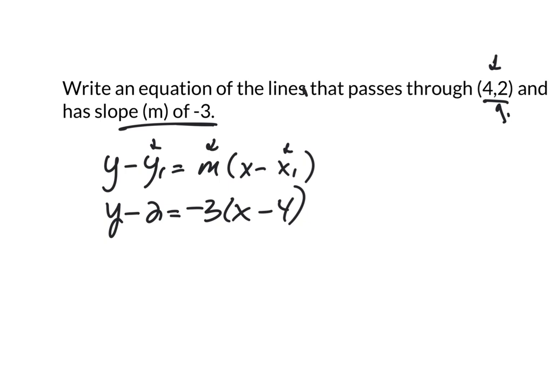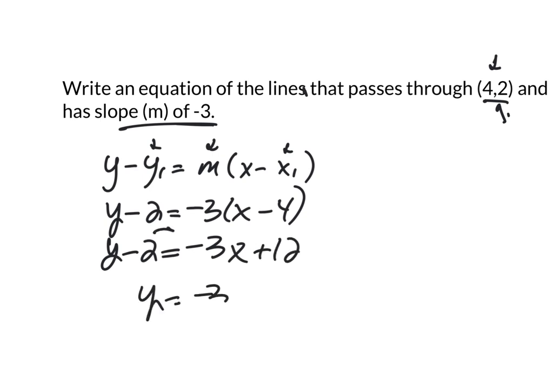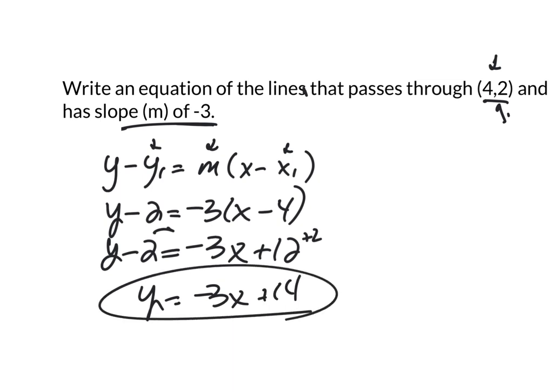Now, that's it, except you need to put your answer in slope-intercept form, which is going to take 2 steps. First step is we're going to distribute that -3. And the last step is we're going to move that 2 to the other side, add it to the 12 over here, make it 14, and there it is, the equation of the line.